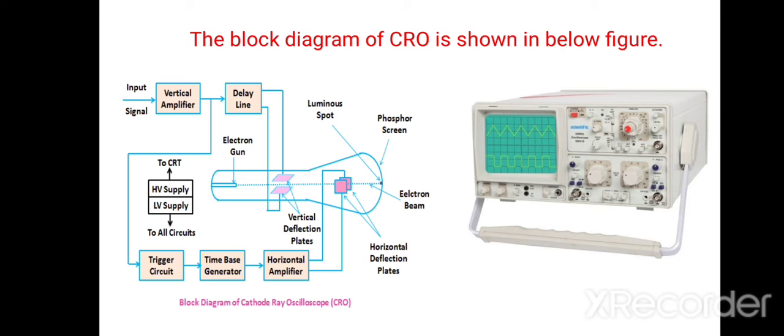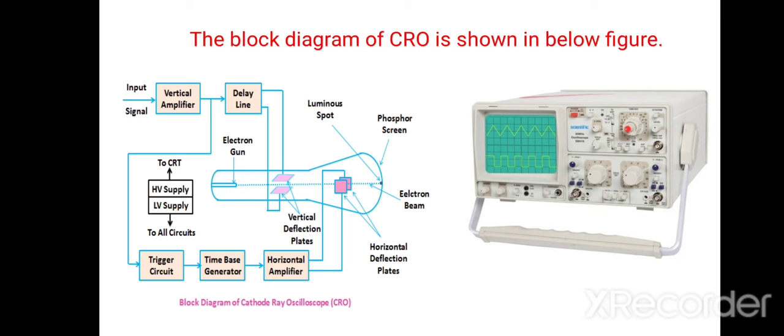The input signal to be displayed on the screen of the CRO is applied to the vertical amplifier. This amplifier amplifies the weak signal so that it produces a measurable deflection on the screen. The vertical amplifier determines the sensitivity and bandwidth of the CRO. Its output is given to the input of the delay line block. Then, what do we mean by the delay line block?